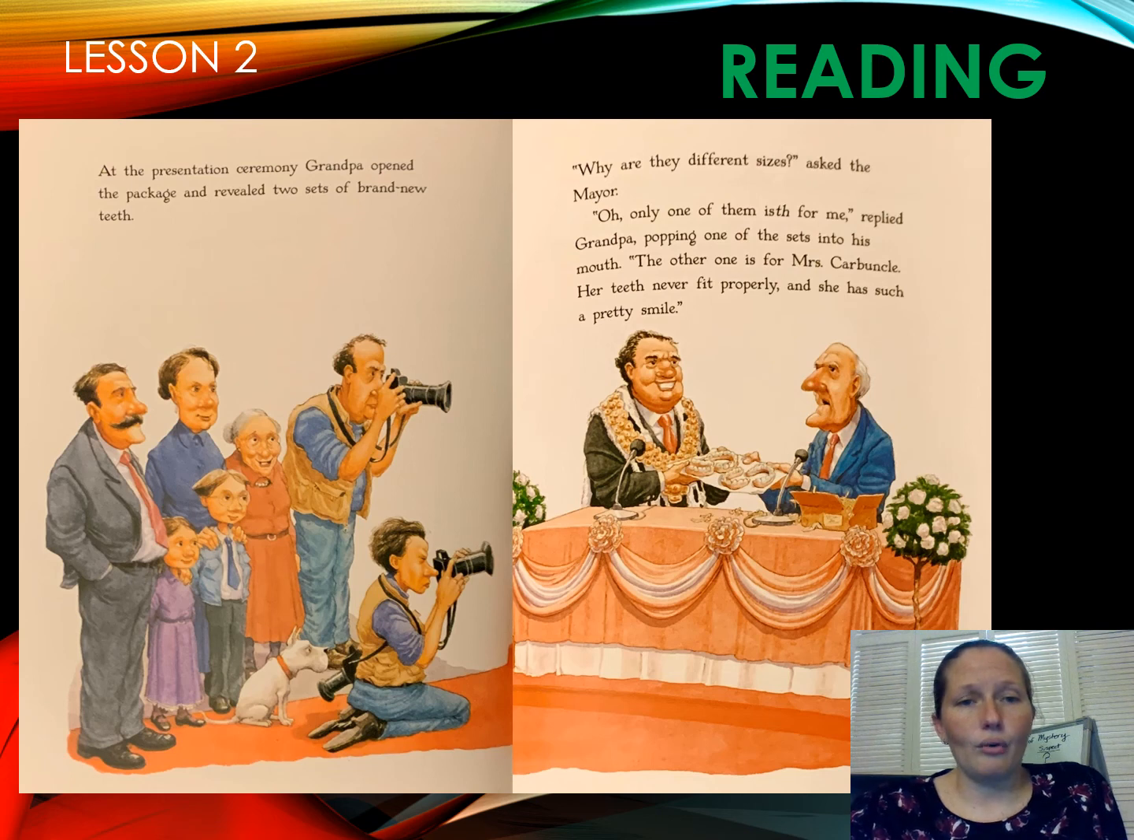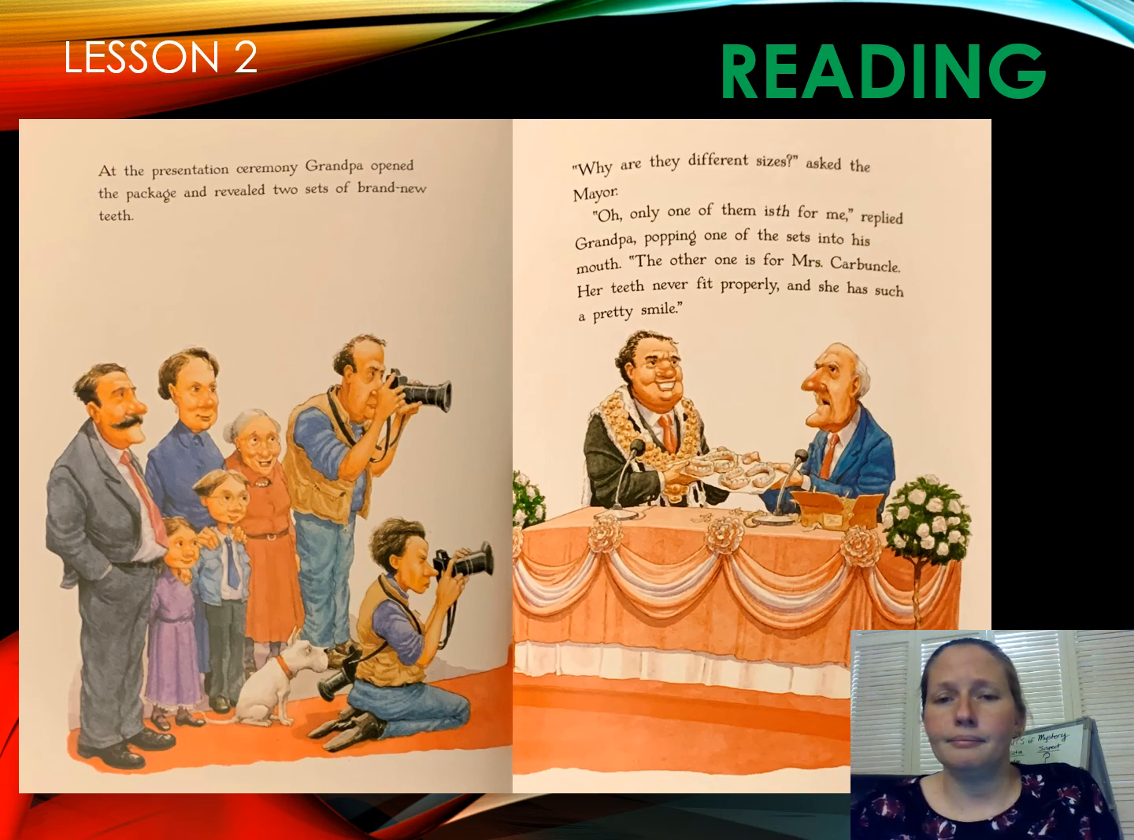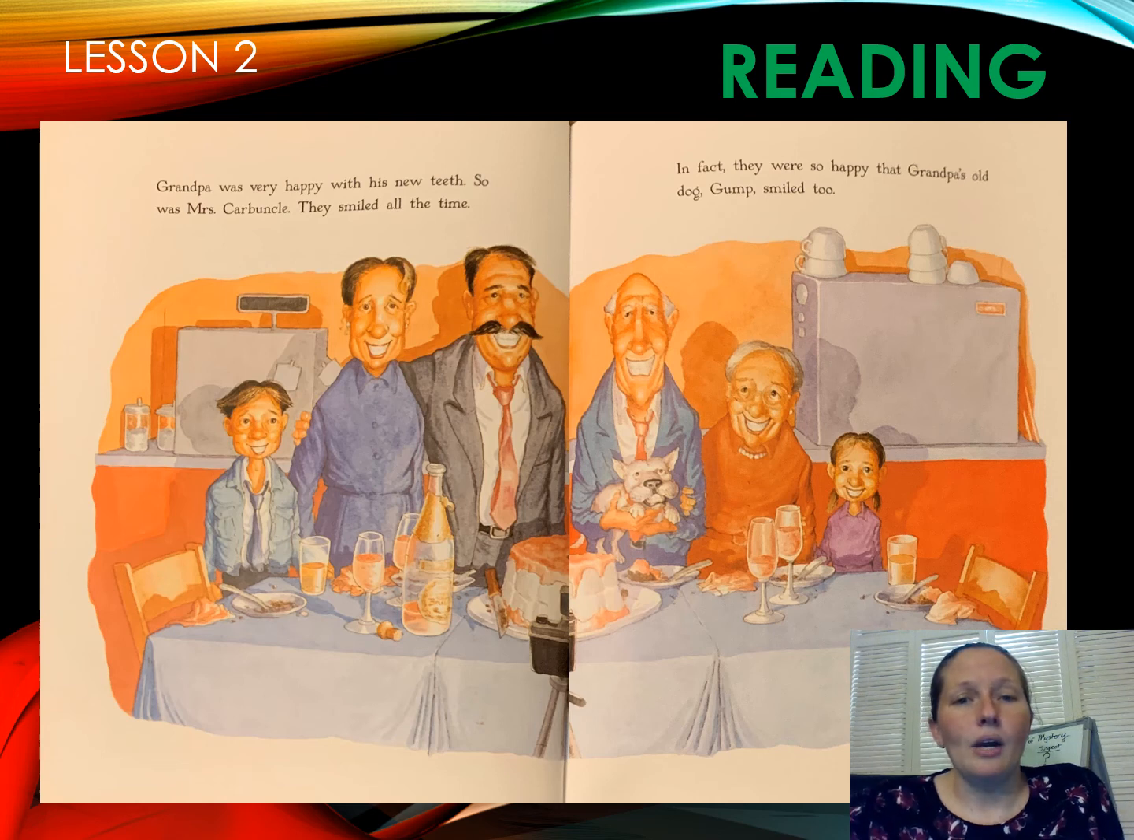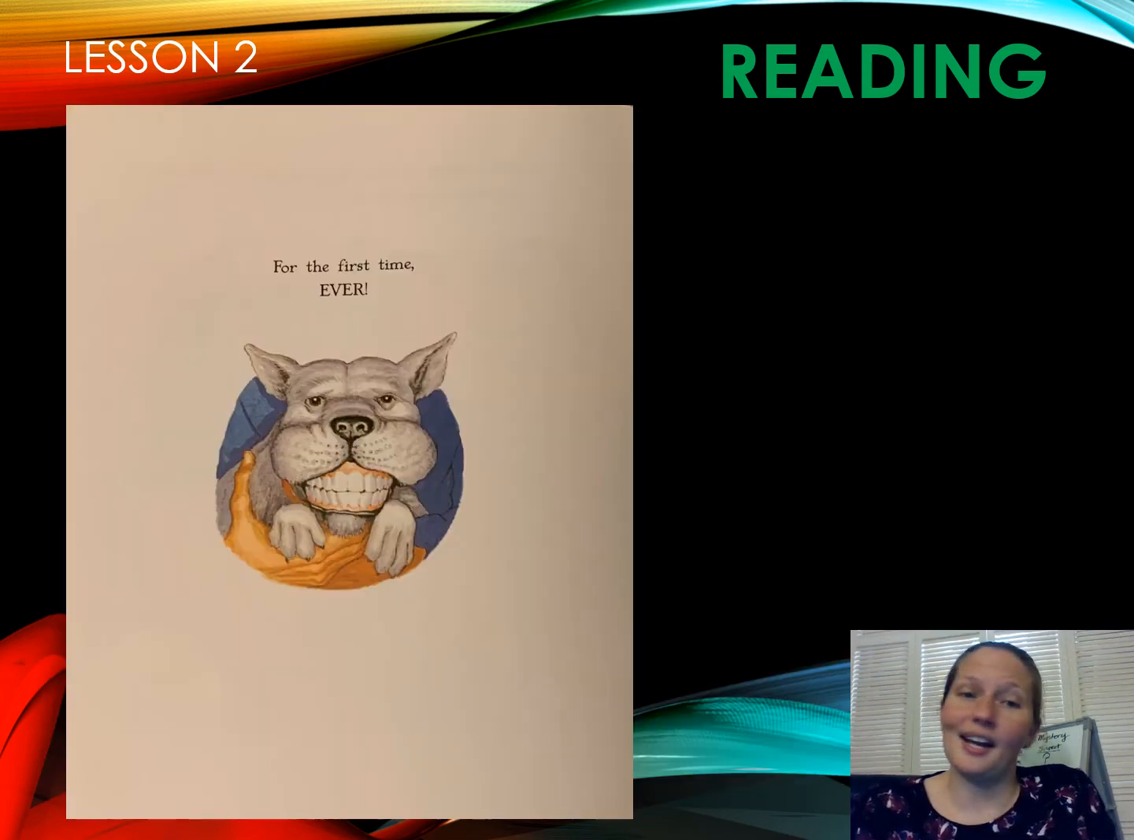At the presentation ceremony, Grandpa opened the package and revealed 2 sets of brand new teeth. Why are they different sizes? Asked the mayor. Oh, only one of them is for me, replied Grandpa, popping one of the sets into his mouth. The other one is for Miss Carbuncle. Her teeth never fit properly, and she has such a pretty smile. Grandpa was very happy with his new teeth. So was Miss Carbuncle. They smiled all the time. In fact, they were so happy that Grandpa's old dog, Gump, smiled too. For the first time ever.